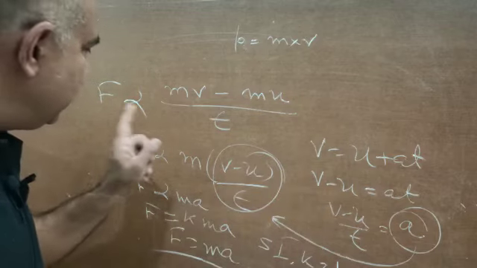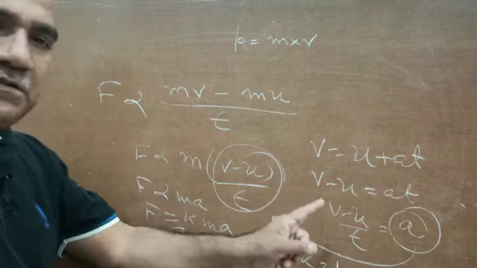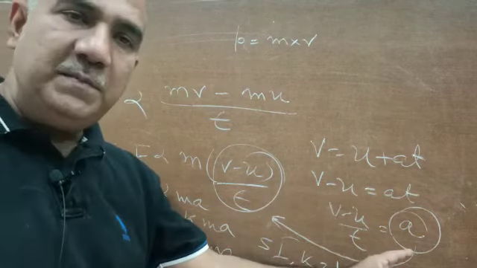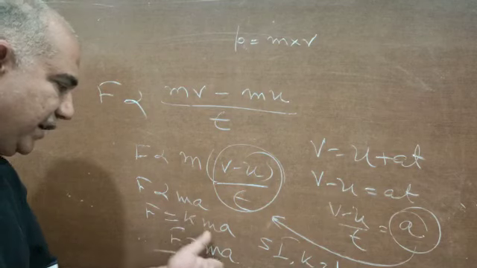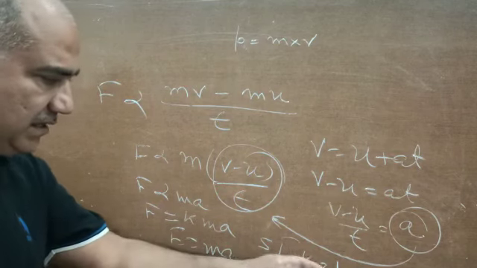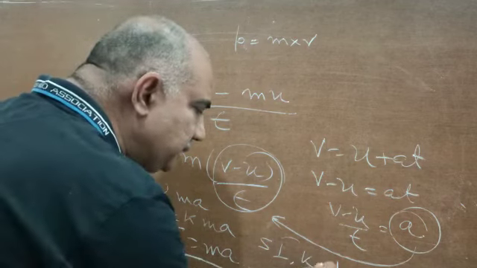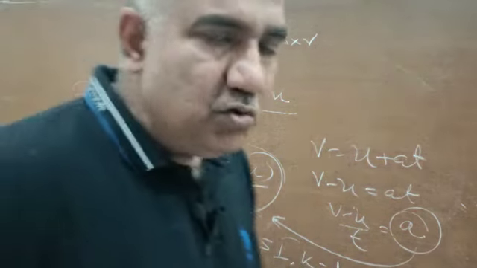By definition, that is directly proportional to force. Now M is taken out common, V minus U upon T. From the first equation of motion, V minus U upon T is replaced as A. So F is proportional to M into A. And F is equal to KMA, and in SI units, K is computed as 1. So we can write F is equal to MA. This is the second law, and the derivation goes like this.